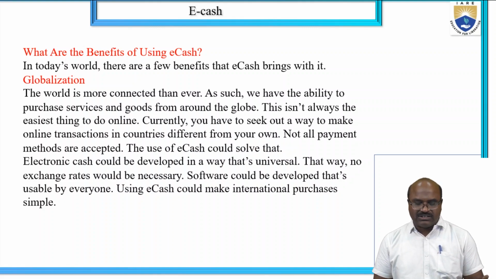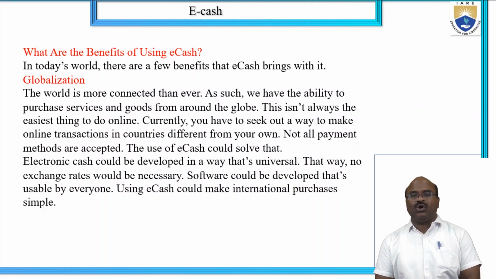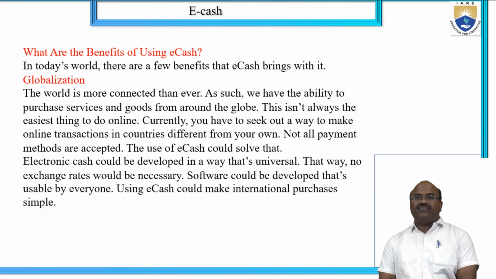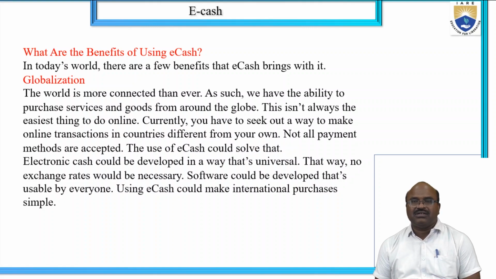The electronic cash could be developed in a way that's universal. Once upon a time, transactions were physical, with the equivalent material transferred from one person to another. After that, we prepared coins, silver coins, gold coins, and then currency notes. Then, from the 1989 onwards, these values were converted into electronic cash, or e-cash. The electronic cash could be developed to be universal.